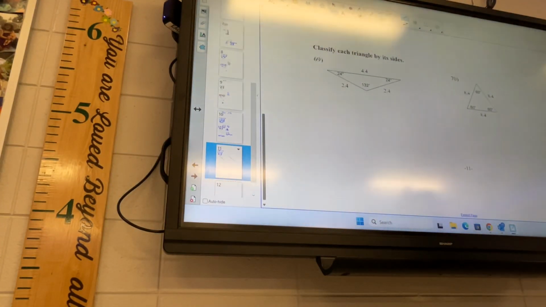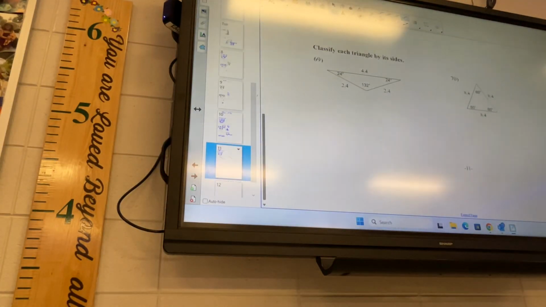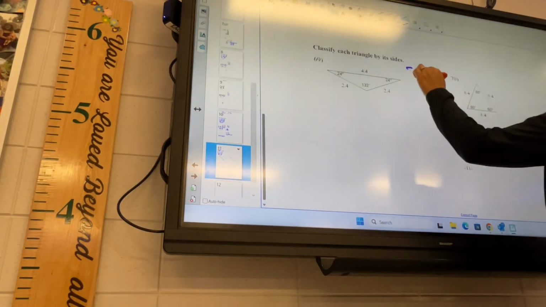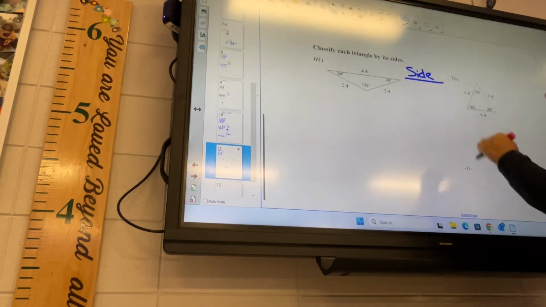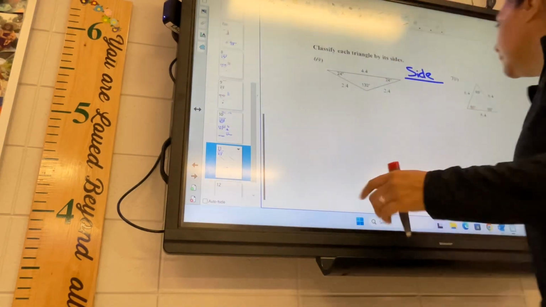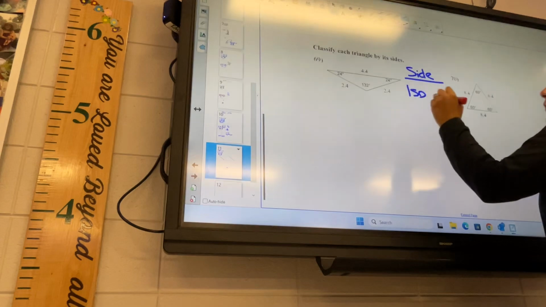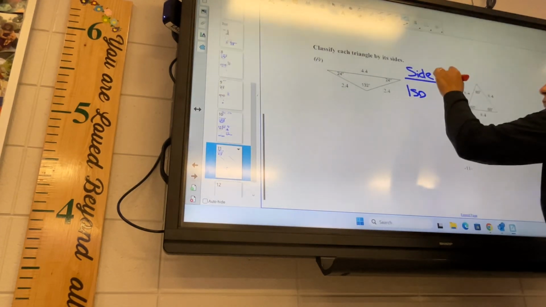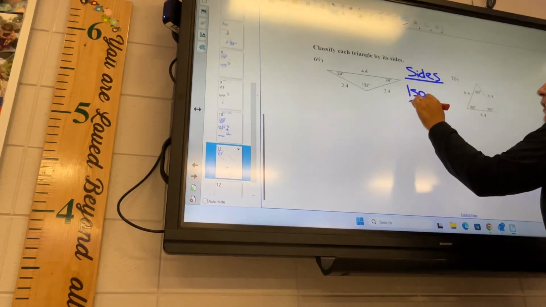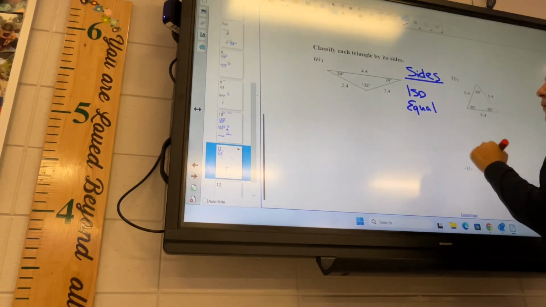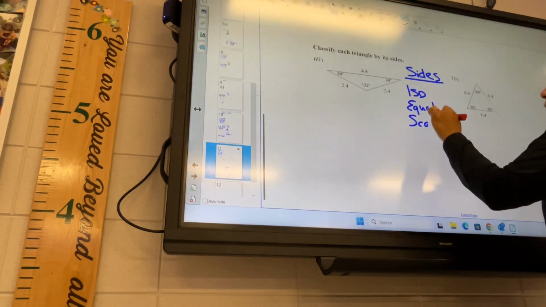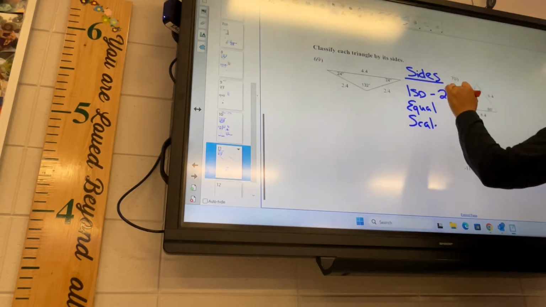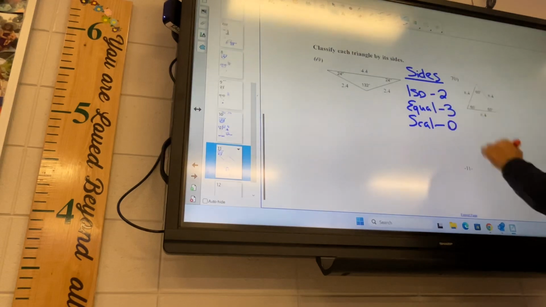Okay, we got this little last section. Classify the triangle by its sides. What are the 3 types of sides? Isosceles. What else? Equilateral. Scalene. The isosceles is going to have 2 of the same, equilateral 3, and the scalene is 0.